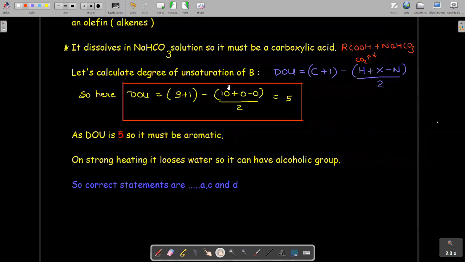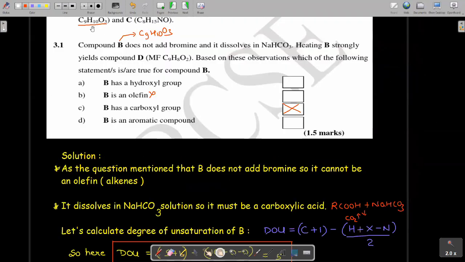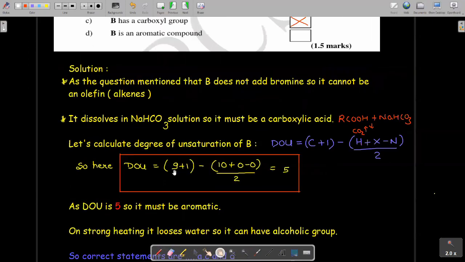Next, let's calculate the degree of unsaturation of B, right? Formula is already given. So the degree of unsaturation formula is C, the number of carbon atoms, plus 1, minus (hydrogen atoms plus halogen atoms minus nitrogen atoms) upon 2. And we have to neglect any bivalent atom like oxygen and sulfur. They are considered to be non-existent for this formula. So here, the formula for B was C9H10O3. So degree of unsaturation is 9 plus 1 minus 10, this 10 is the count of hydrogen, plus 0 minus 0. Solving this, we are getting degree of unsaturation to be 5.